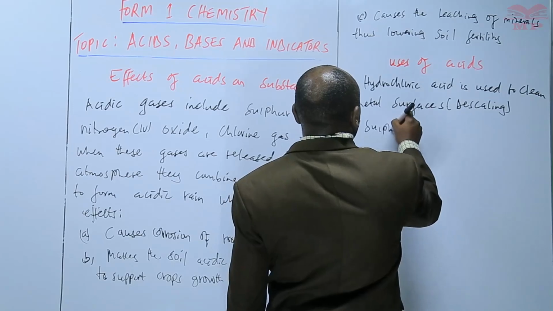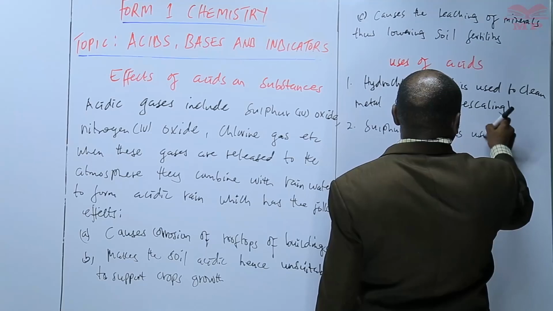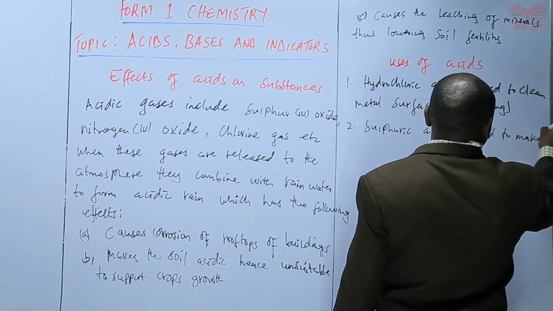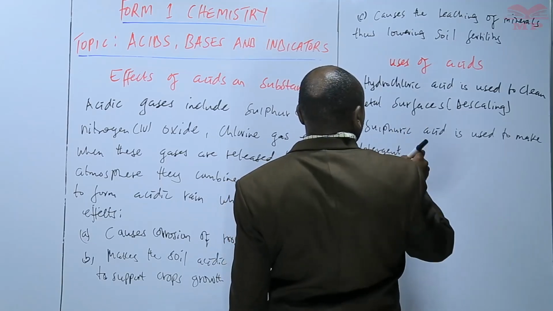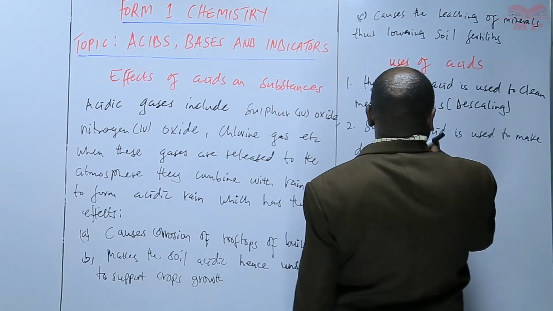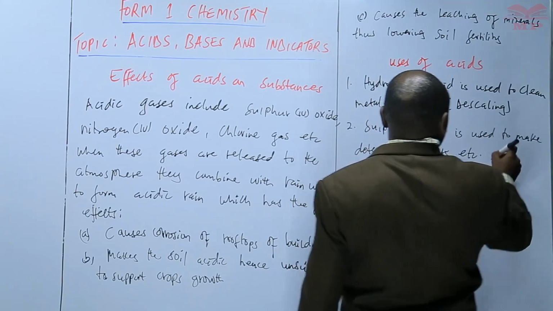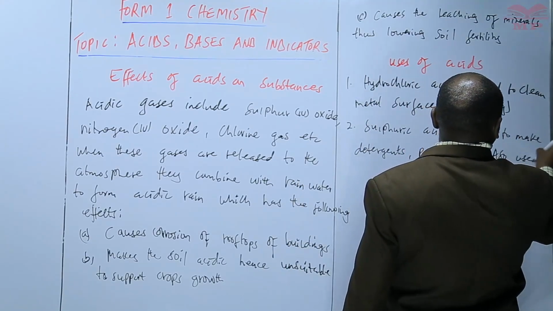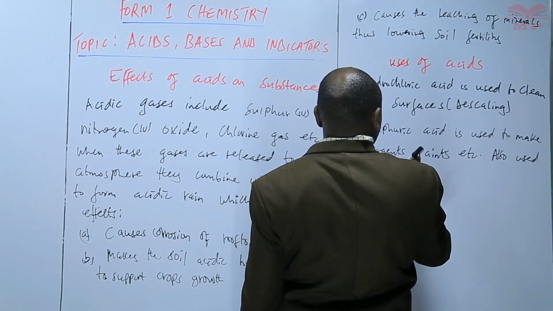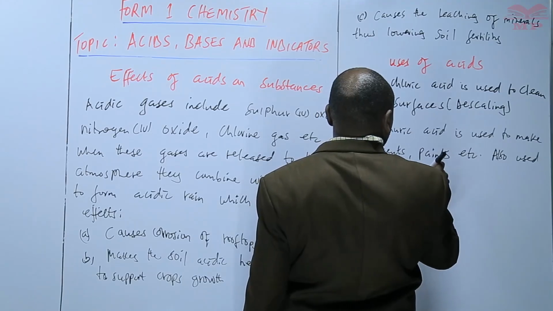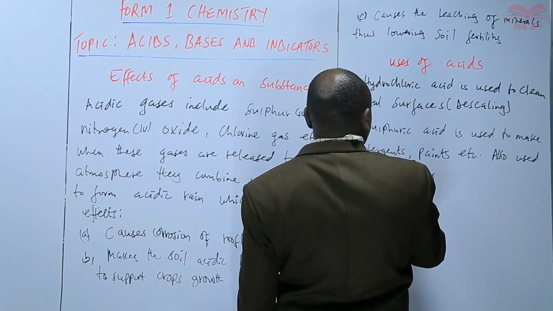We have sulfuric acid, which is used to make detergents, paints, etc. It is also used in car batteries. The acid that is found in car batteries is usually sulfuric acid.